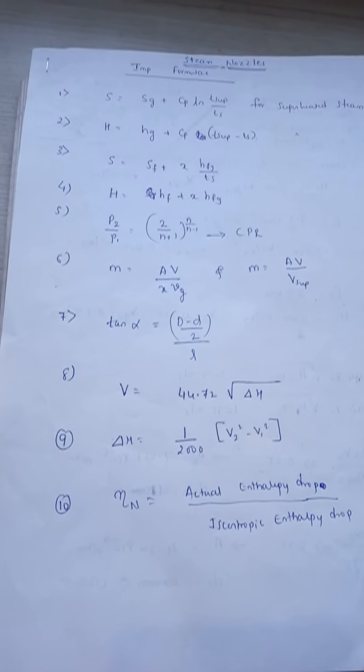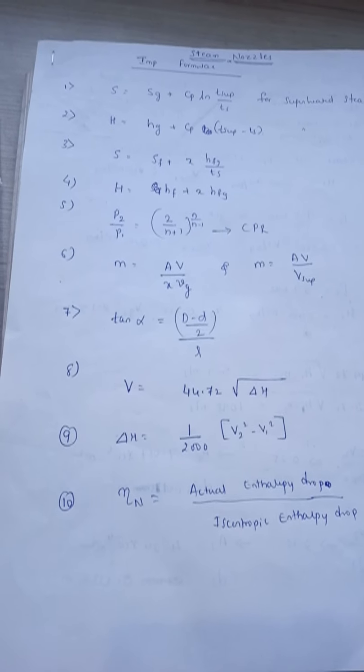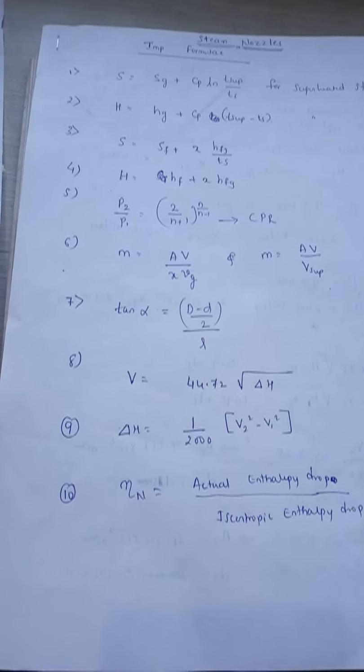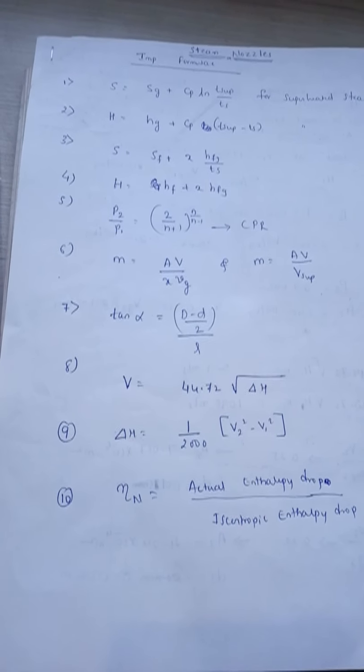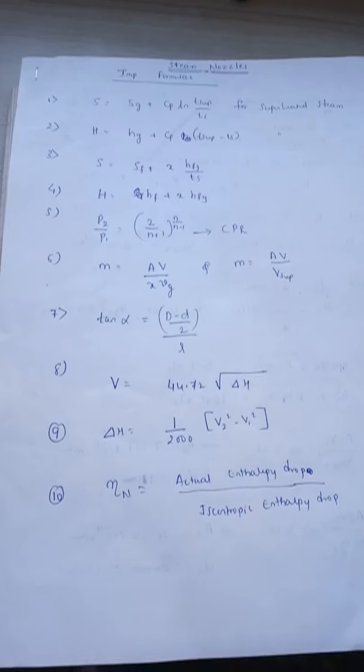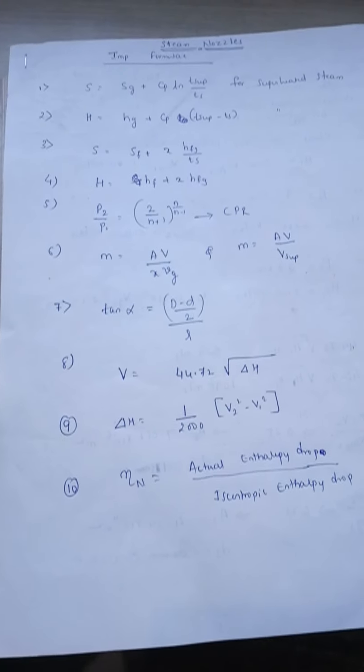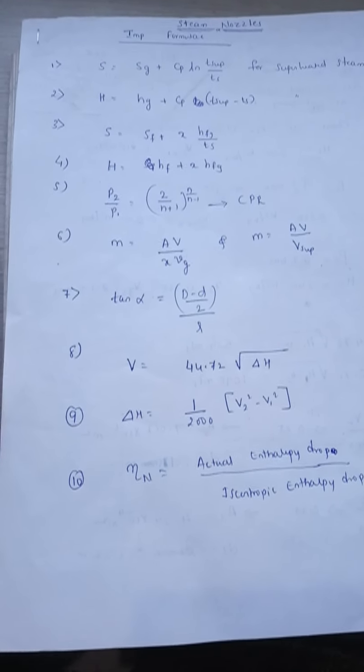So m is equal to AV divided by x into Vg, and m is equal to AV divided by V superheated. If it is wet steam, you take x. If it is superheated steam, directly take the specific volume. A and V stand for area and velocity of the steam in the nozzle.